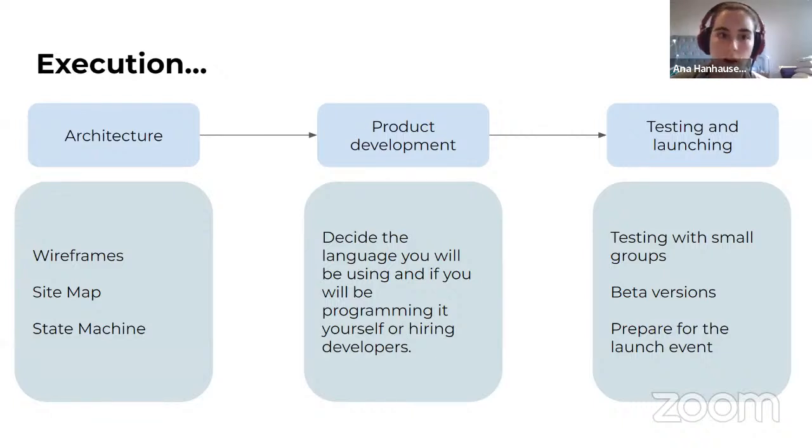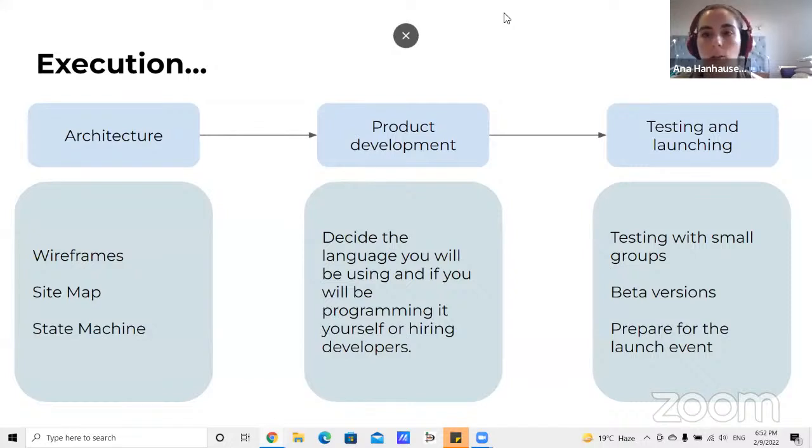Once we have the architecture, we go into product development. For this, we need to look into design. We have to decide if we will be doing the design, or if we will talk to someone else who is an expert in design to go from wireframes to actual screens that we will add to our application. And something that's very important is to decide what language you will be using for programming, and if you will be programming it yourself or if you will be hiring developers. For example, in my case, we decided to hire a team of developers who are the ones who are helping us with the actual product programming.